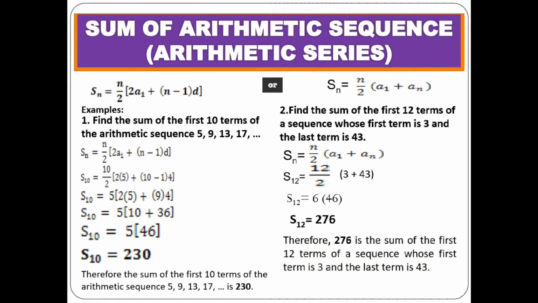So 12 over 2 is 6, while 3 plus 43 is 46. So 6 times 46 is equal to 276. Therefore, 276 is the sum of the first 12 terms of a sequence whose first term is 3 and the last term is 43.